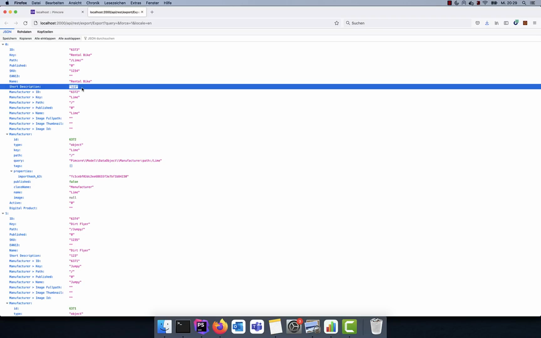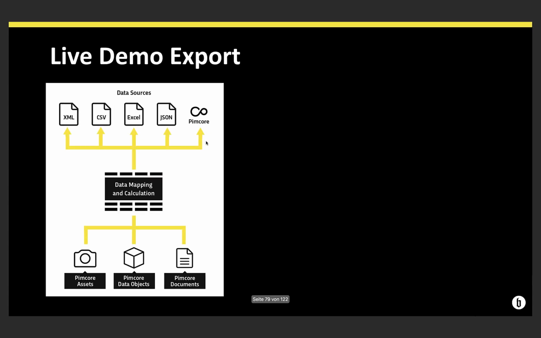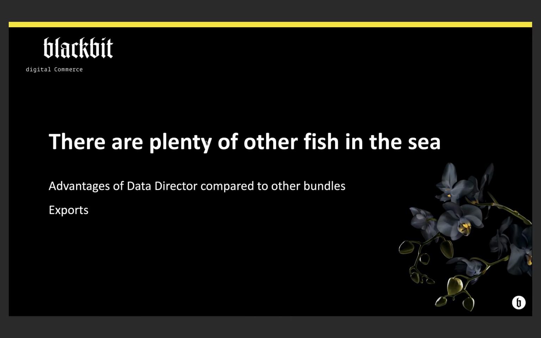This is because of our callback function, because we have not imported short description, so it's always empty in this case. But of course, you can implement any logic in those callback functions. But of course, there are also other plugins for exports.